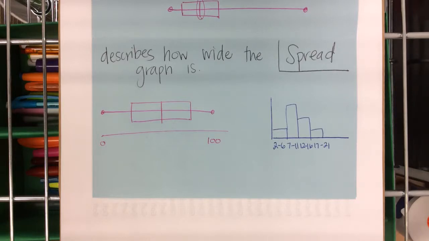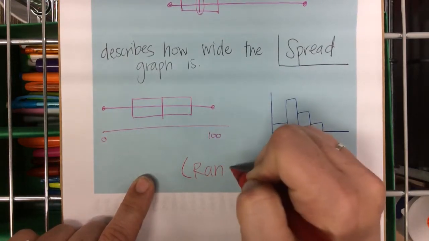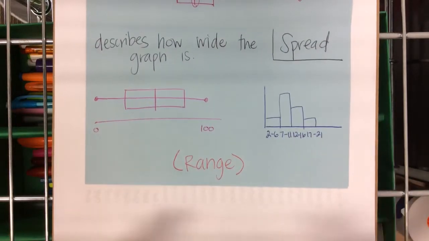What's another word for spread? Who said it? What is it? Range. This is really the range of our data. So you can look at your graph and you can use SOCS to identify it all. You can use the shape of the graph. You can describe the shape. You can look to see if there's an outlier. You can look to see about the center. Does the center truly match up? And you can talk about the spread.